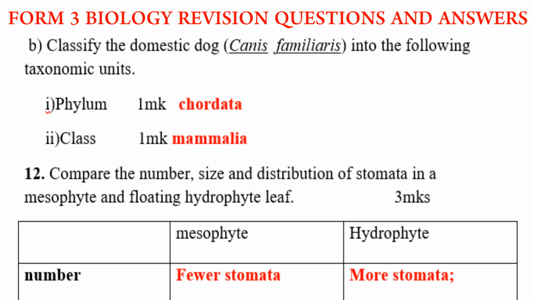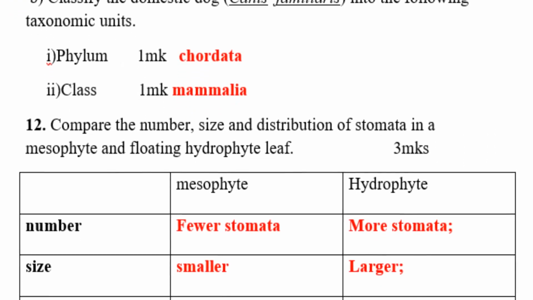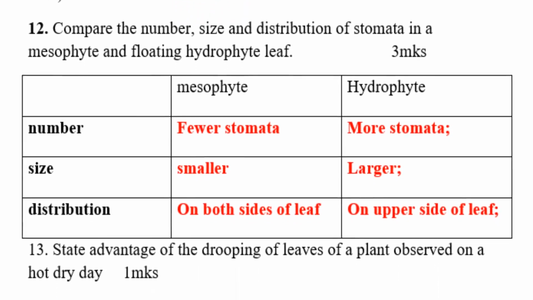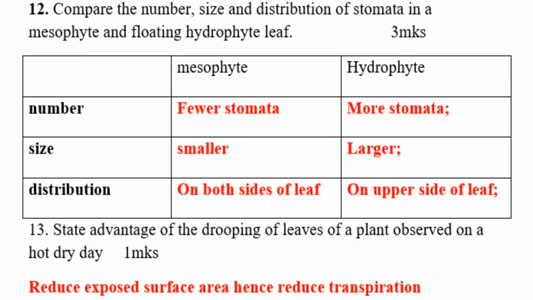Question number 12. Compare the number, size, and distribution of stomata in a mesophyte and floating hydrophyte leaf. How are the stomata in terms of number, size, and distribution? In the mesophyte, they are fewer. In the hydrophyte, they are more.